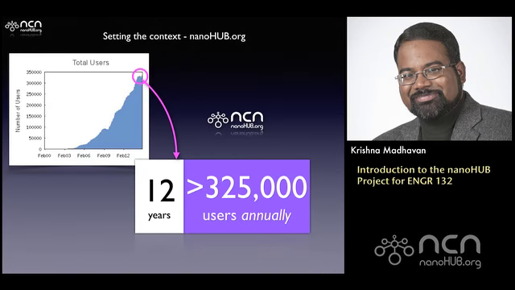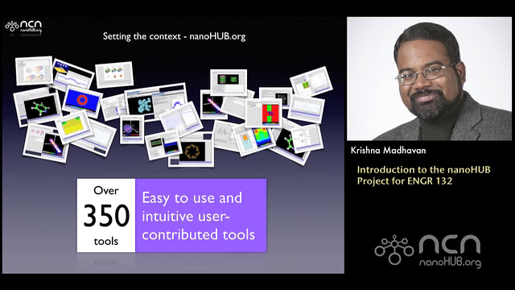So what does this look like? We've been around about 12 years, and in the last 12 years, we've served several hundreds of thousands of users. But in the last year alone, we have over 325,000 users who are using nanoHUB annually. So what do these users do? We have a large number of content objects on nanoHUB. In this particular case, we have over 350 different tools.